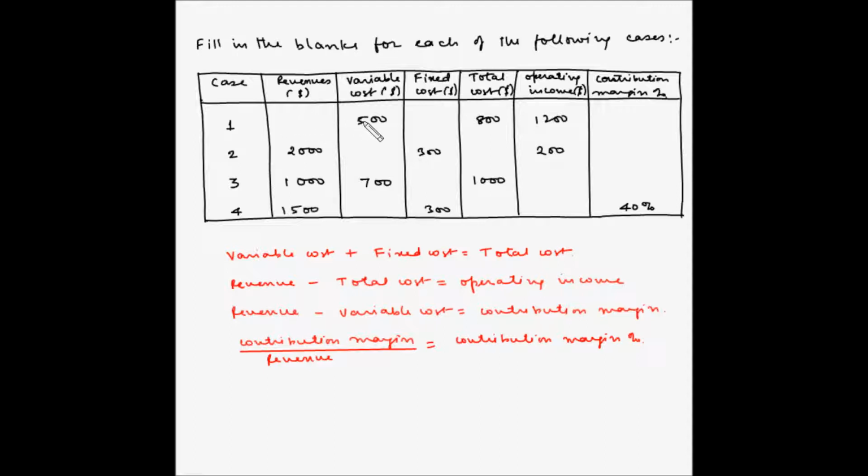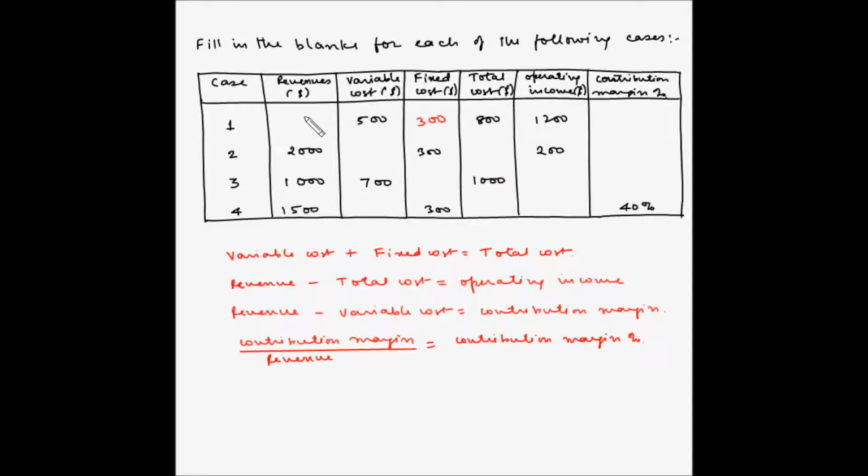So with this understanding, let's first take a look at the case number 1. So here we have been given the variable cost. We don't have the fixed cost. We have the total cost. We don't have the revenue. We have the operating income, but not the contribution margin percentage. Now, we know that the variable cost plus fixed cost is equal to the total cost. So total cost has been given 800. Variable cost has been given 500. So 500 plus x is equal to 800. So x is equal to 800 minus 500, which is 300.